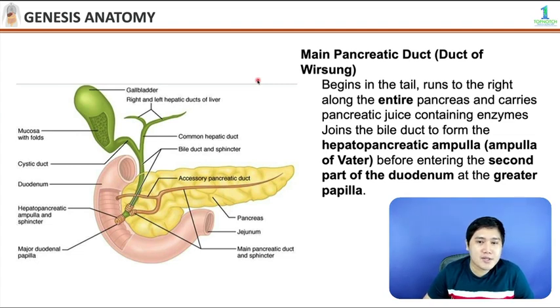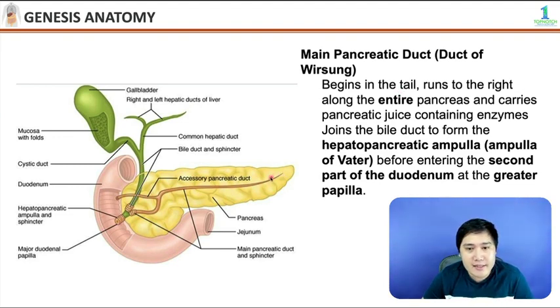Your pancreas has two ducts, a main pancreatic duct and an accessory pancreatic duct. Your main pancreatic duct is known as the duct of Wirsung. It starts at the tail, and then runs to the right across the entire pancreas, and eventually meets the common bile duct to form the hepatopancreatic ampulla of Vater, to drain at the major duodenal papilla.